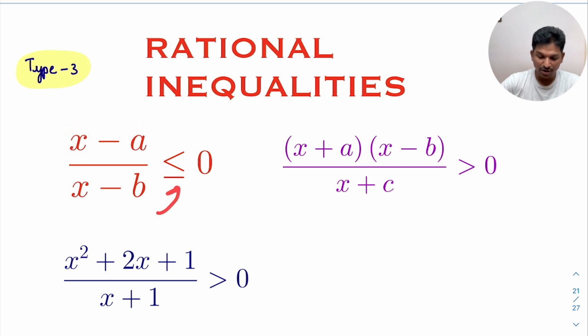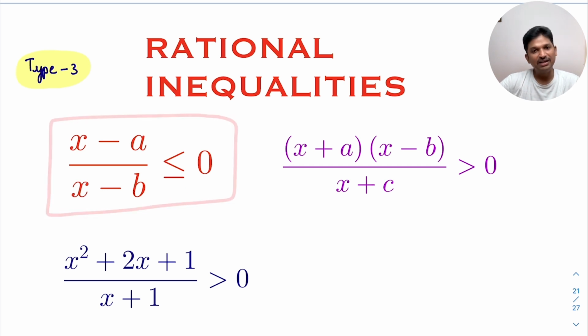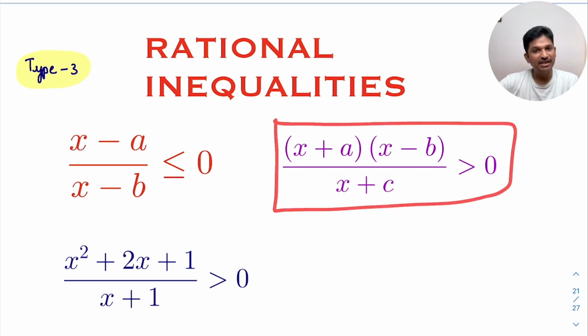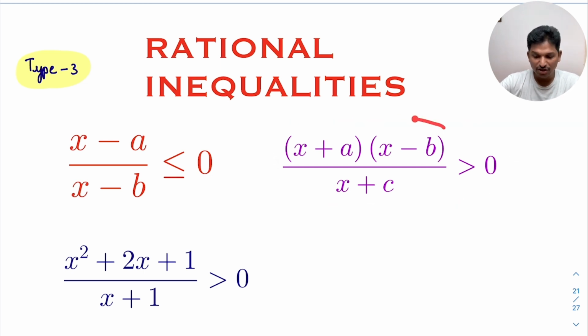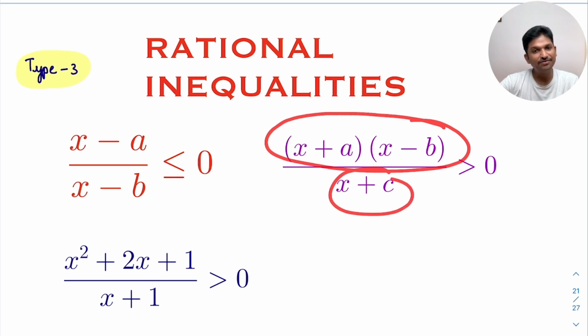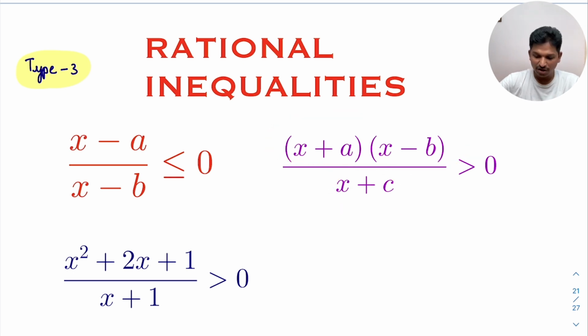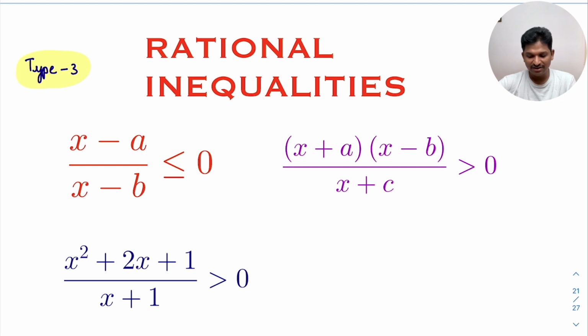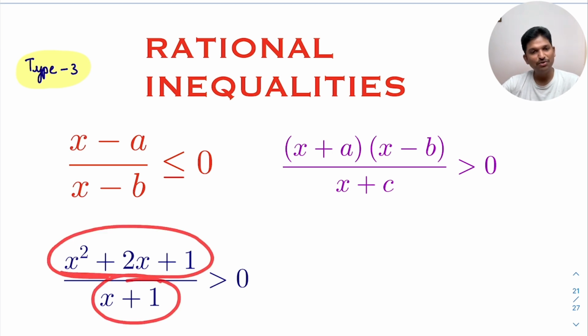Here, as inequality is there, this we call a rational inequality. You see here, this is also one rational inequality. Here, in the numerator and denominator, linear factors are there. Right? What about this one? Is it a rational inequality or not? Yes, because it is in the form of f of x divided by g of x.